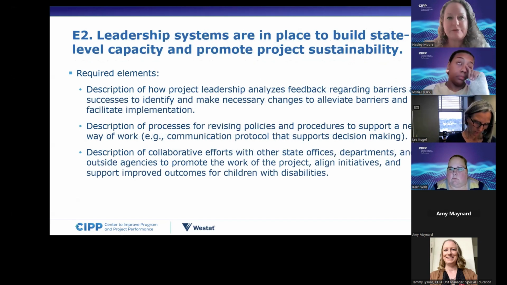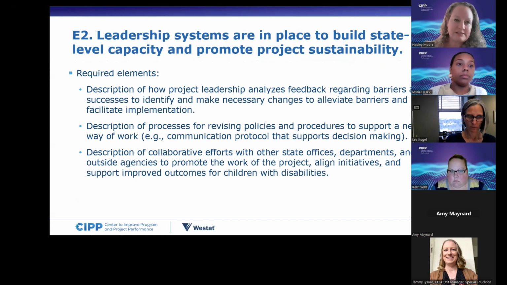And then the last one I want to highlight is E2. E2 is leadership systems are in place to build state level capacity and promote project sustainability. And the element here that we see as a challenge is the description of revising processes and procedures. And so it's that second bullet there. It says description and processes for revising policies and procedures to support a new way of work.